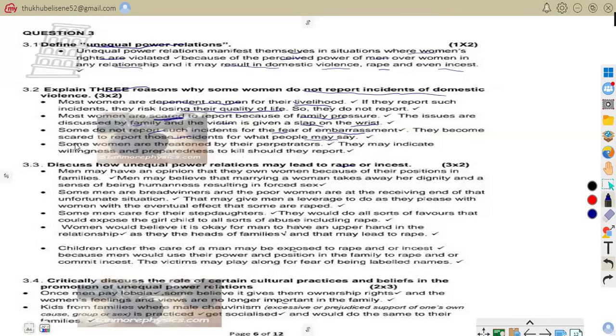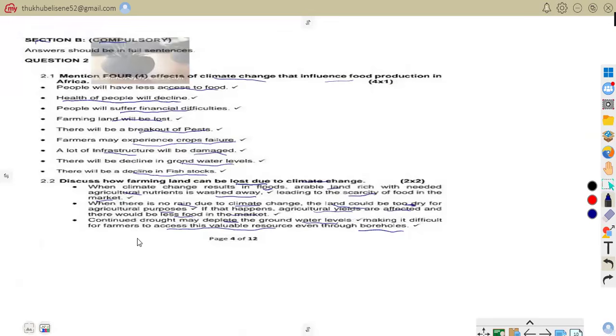As we are moving on, some women are frightened by their perpetrators. They may indicate willingness and preparedness to kill should they report. So that is that. Now let us attend to 3.3.